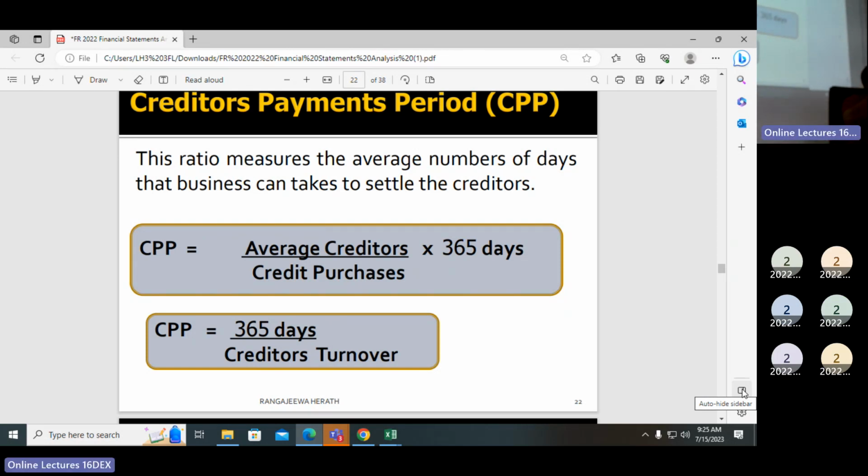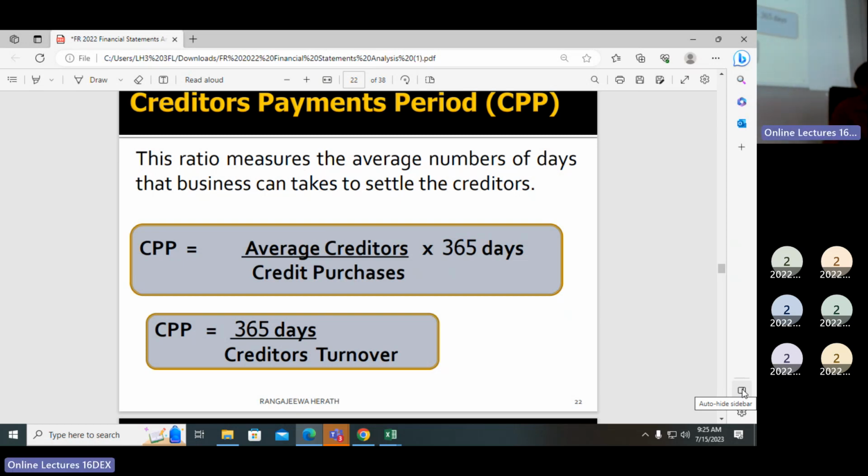One way is average creditors divided by credit purchases into 365 days. Or you can just take 365 days divided by the creditors turnover. Since we find the turnover anyway, calculating it that way is easier.